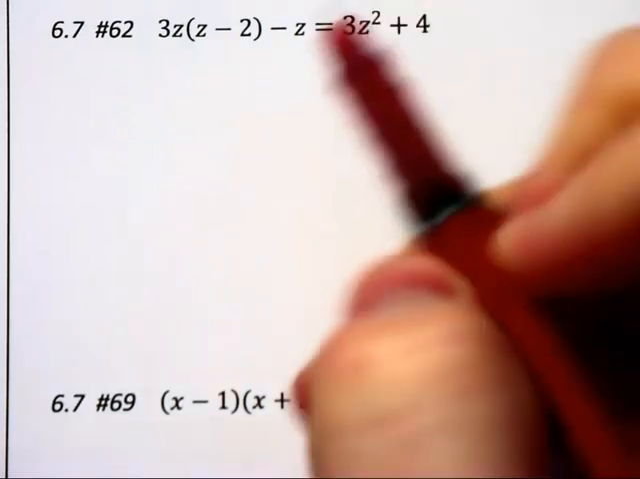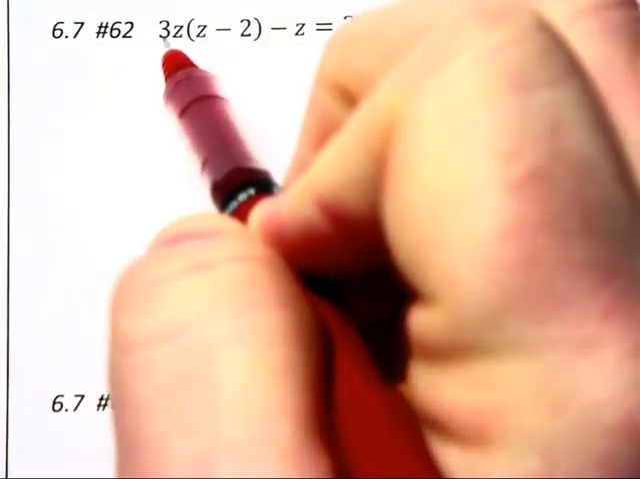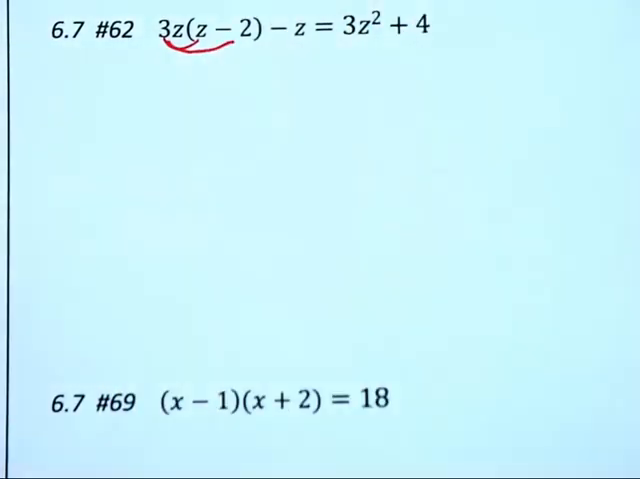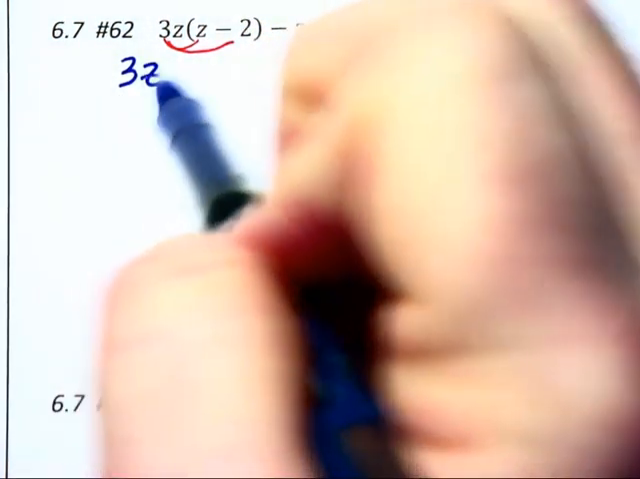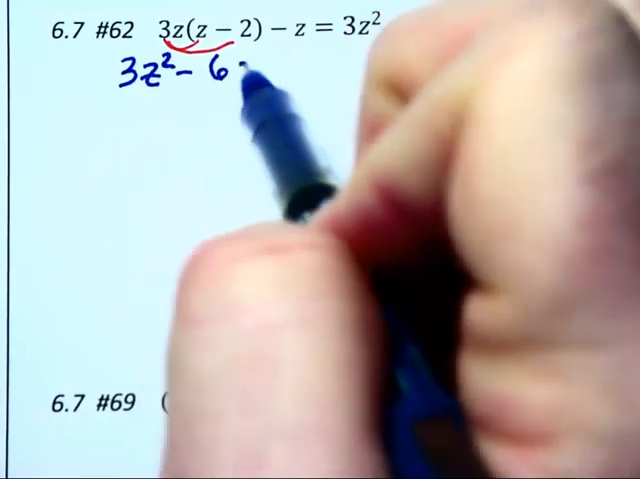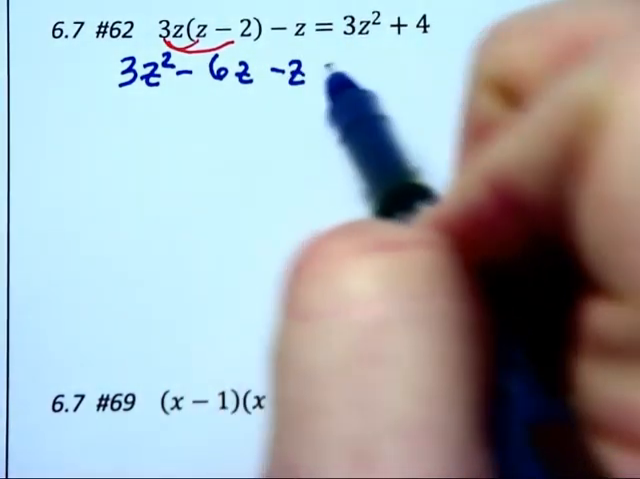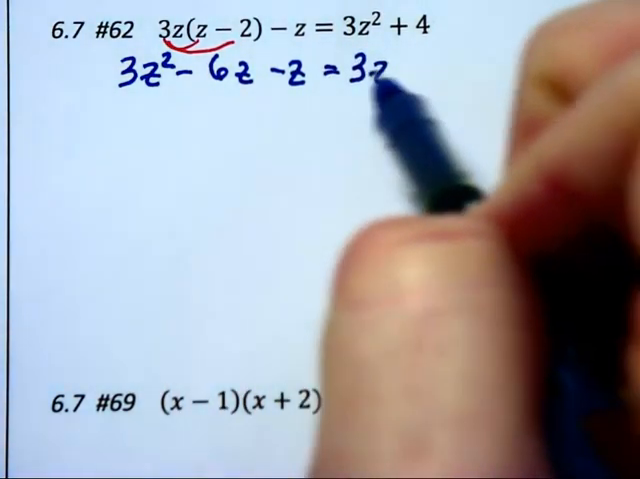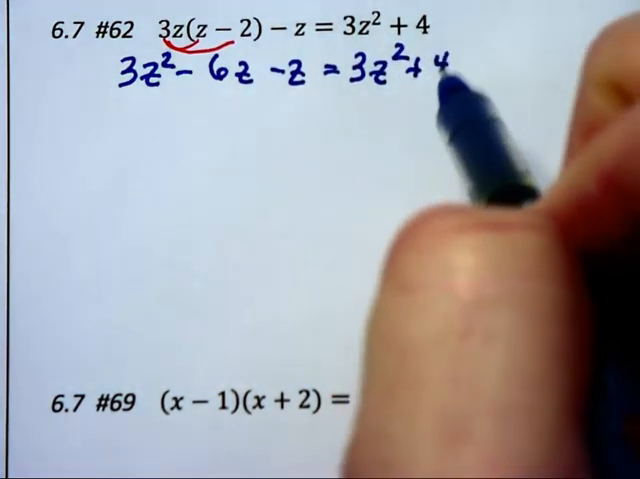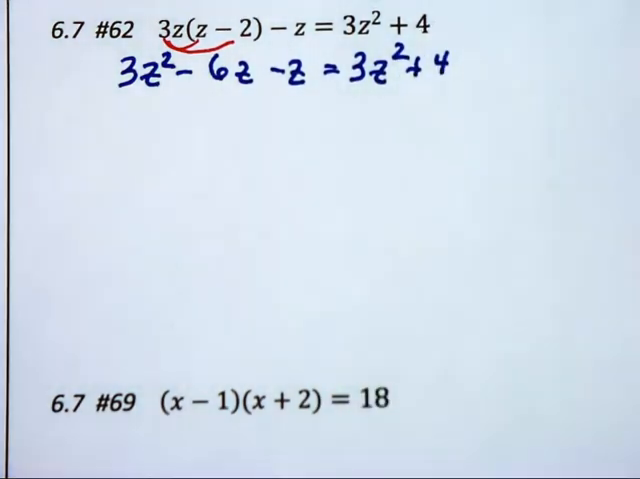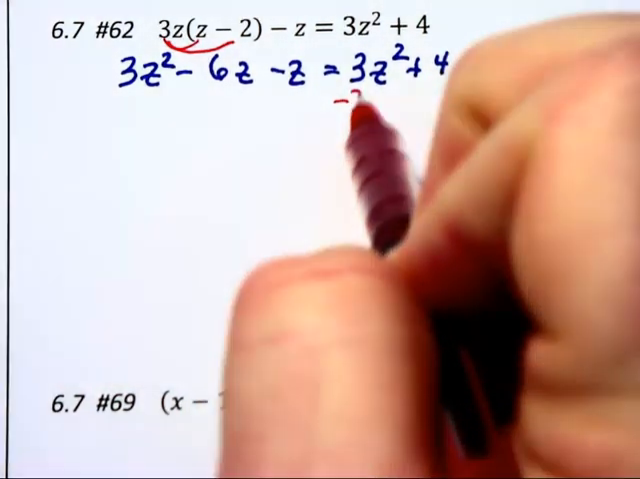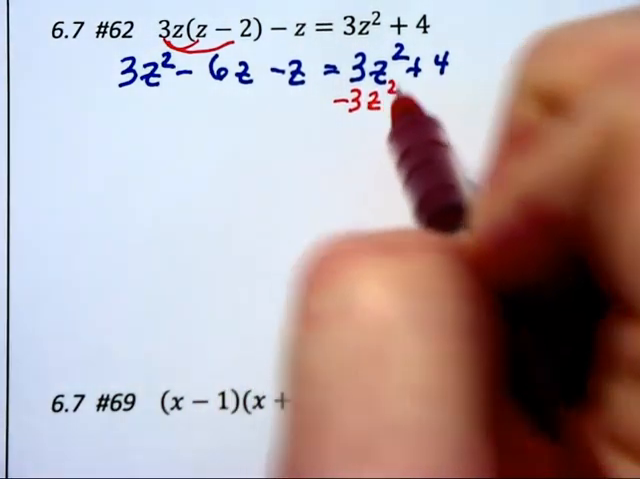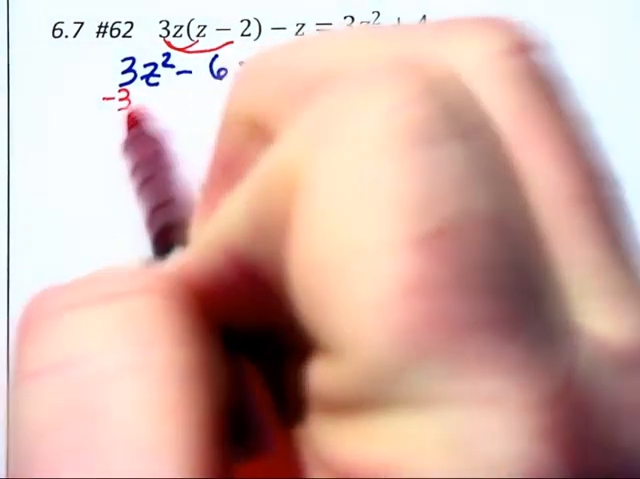We begin by distributing the 3z across the parentheses. This is going to give us 3z squared minus 6z minus z equals 3z squared plus 4. At which point we notice this is quadratic, but it turns out the 3z squareds, when you try to bring them all to the left, cancel each other out.